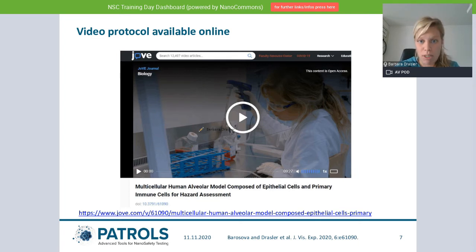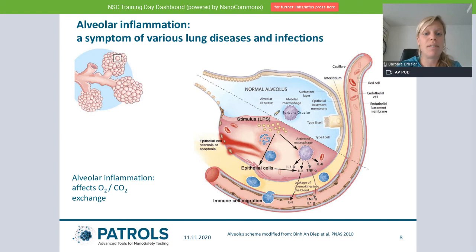So now we have the model, and we will come back to it shortly. But before that, I would like to touch on the theory about inflammation. As I said at the beginning, I will present a diseased, inflamed model. So why is alveolar inflammation so important?